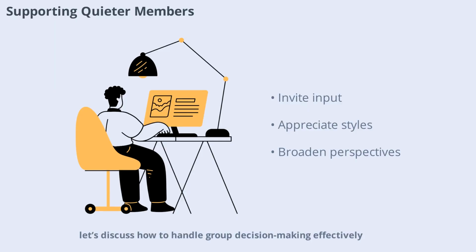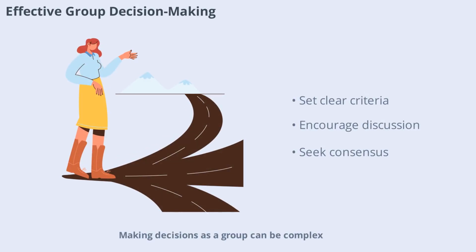Now, let's discuss how to handle group decision-making effectively. Making decisions as a group can be complex, but it's essential for buy-in and commitment. Leaders can facilitate effective decision-making by setting clear criteria, encouraging open discussion, and seeking consensus where possible. It's also helpful to assign a decision-making process, such as voting or ranking options. By involving everyone in the process, groups can make better choices and increase satisfaction with the outcomes.